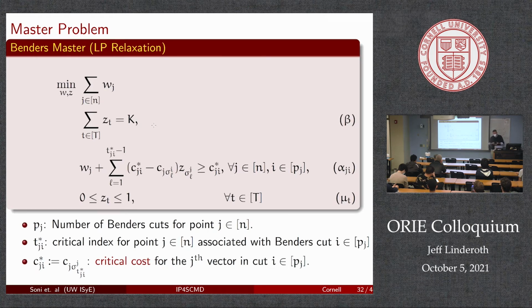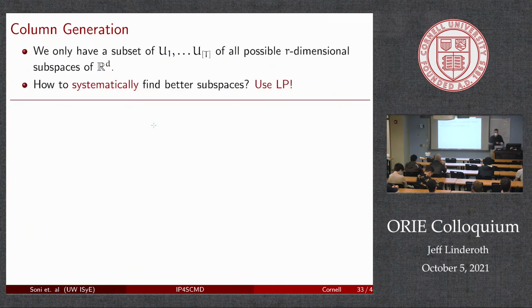But then I told you that we were going to talk about the more interesting mathematical, empirical and computational issues involved. I assumed that I had a good collection of Q candidate subspaces and bases, one for each possible candidate. How am I going to get those? And most importantly, can I use optimization or linear programming to systematically tell me which subspaces might be better? That's what we need to do in the column generation process.